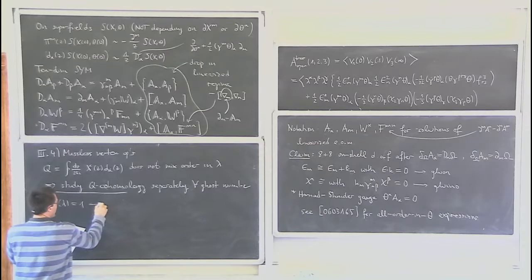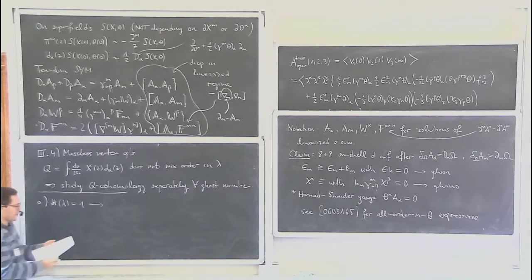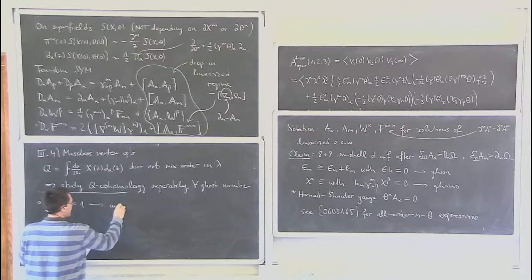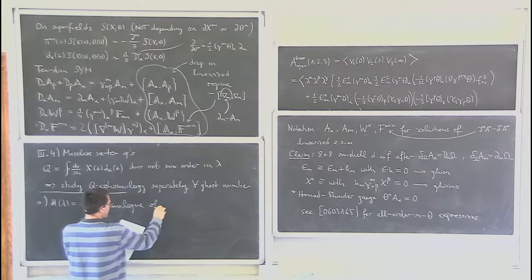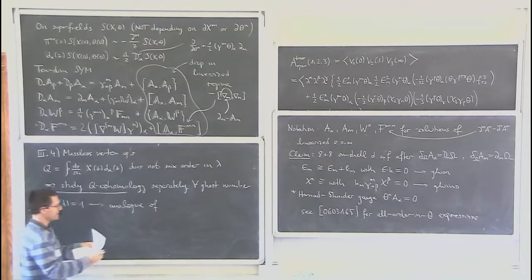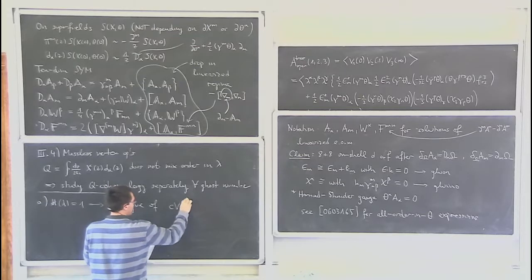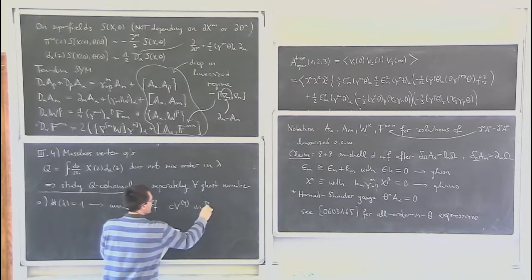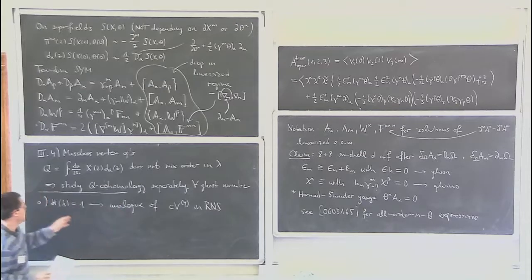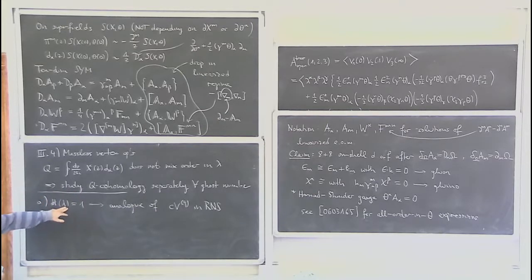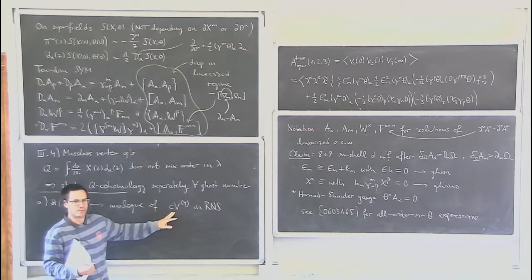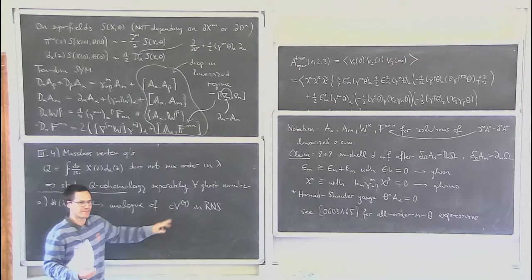So here, when it's about ghost number 1, let me make an analogy with the RNS formalism. The analogous RNS vertex operator with ghost number 1 is c times the RNS vertex operator. The idea is that lambda is in some sense analogous to the c ghost from RNS, namely that the places where you insert a lambda, these are the punctures that you fix to freeze the Möbius transformation redundancy.